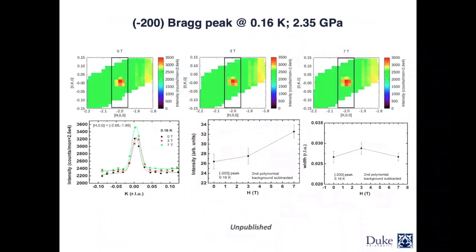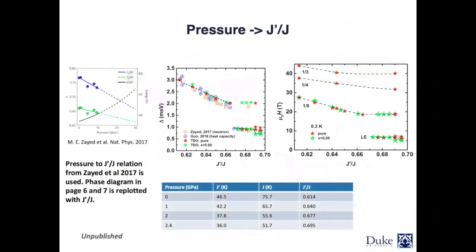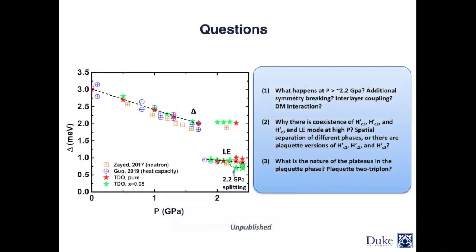So here I'm just showing you different Bragg peaks and how they are moving as a function of field. What is also interesting is that we were able to map the pressure to J prime over J, because most theorists go with J prime over J. And it looks like if we map it to J prime over J, it agrees with what they are predicting: deep into the plaquette state, just shy of 0.7, there is going to be this splitting.